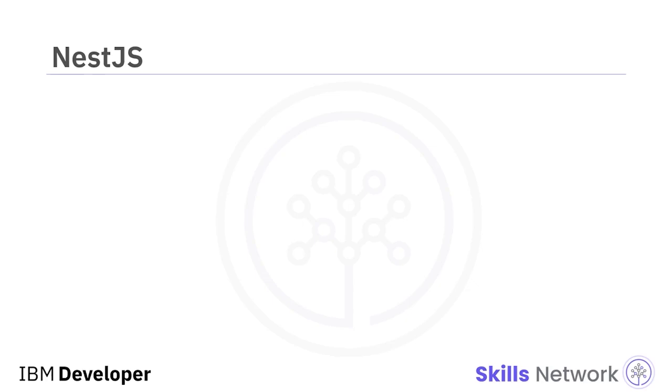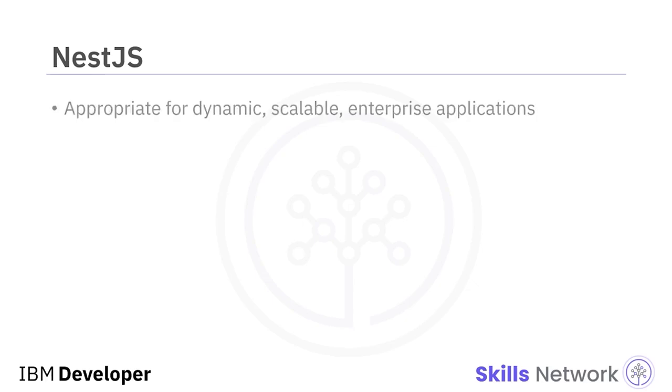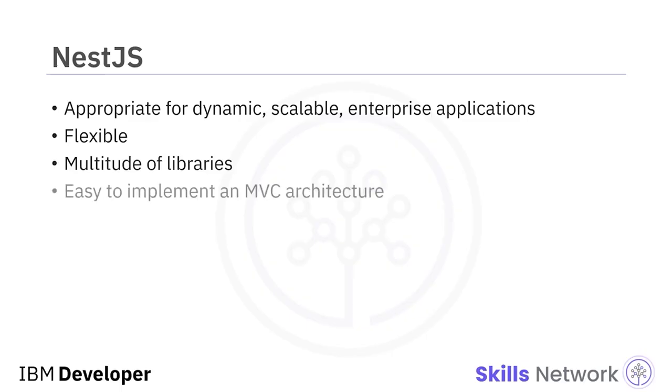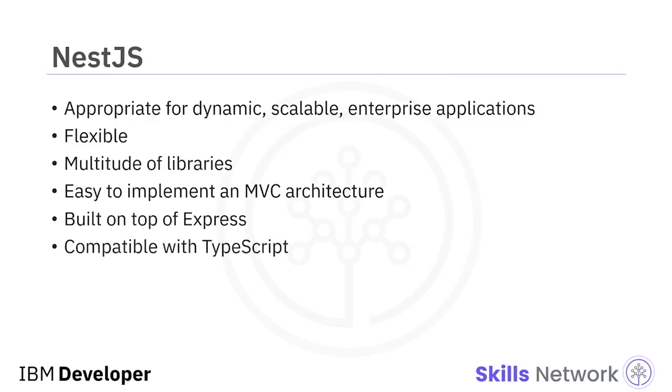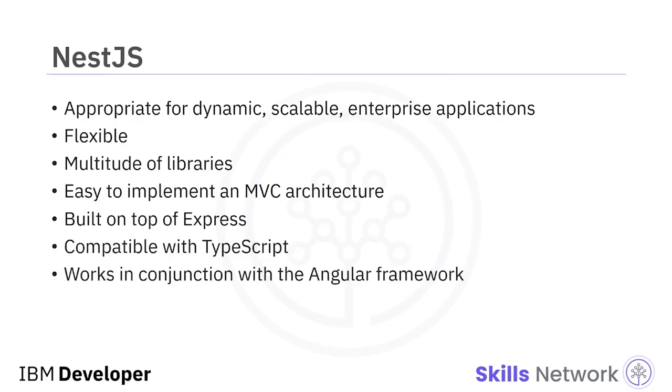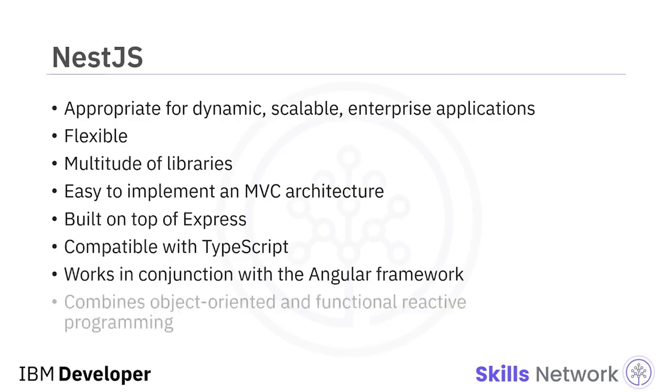And finally, we have the Nest.js framework, which is appropriate for building dynamic, scalable enterprise applications in conjunction with its flexibility due to its multitude of libraries. It follows an MVC architecture. Nest.js is built on top of Express, so they have similar purposes and provide comparable functions. It is compatible with TypeScript, which is a superset of JavaScript. It works in conjunction with the front-end Angular framework, and Nest combines both object-oriented and functional reactive programming, which potentially doubles productivity and application performance.